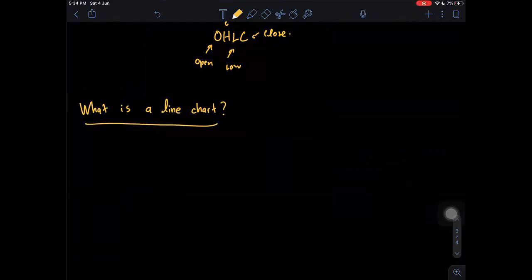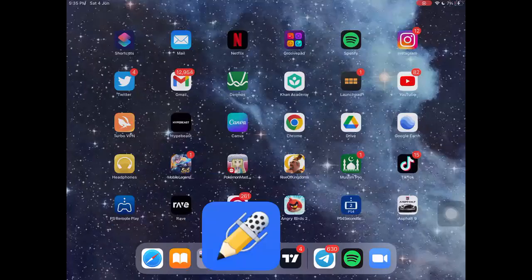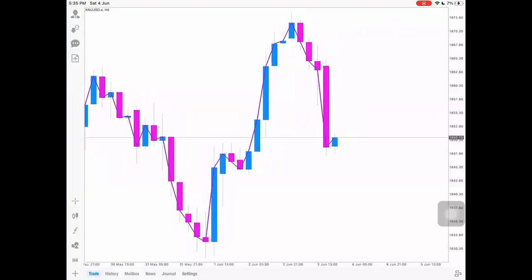What's the line chart? So the line chart is tracking the close of each candlestick. Now, what does this mean? This is what it means. Okay, let me show you.